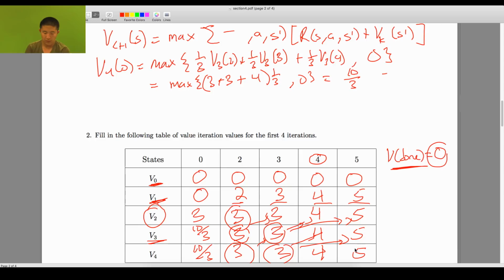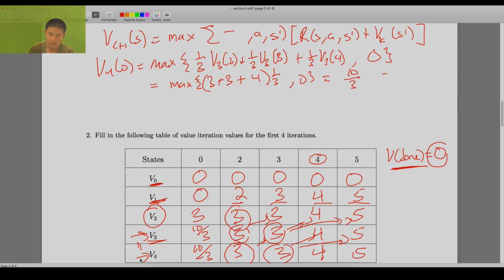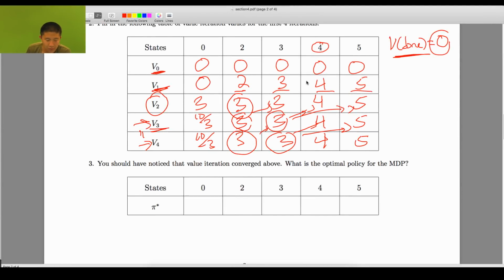At this point, we have reached convergence because our values at v3 equal the values at v4. So no matter how many more iterations we run of this game, we will always result in the same value functions. Moving on to number 3, we want to extract the policy from this value iteration that we calculated here, or more specifically using these values v4.